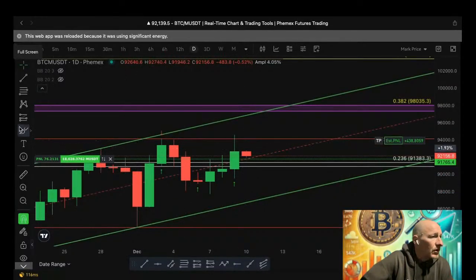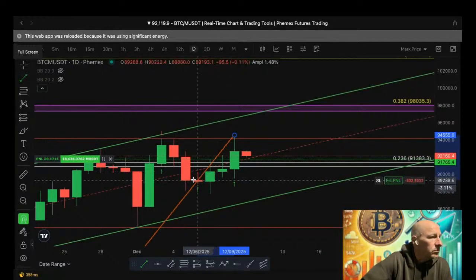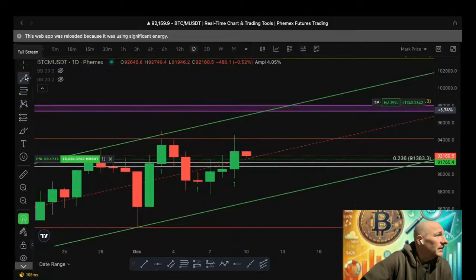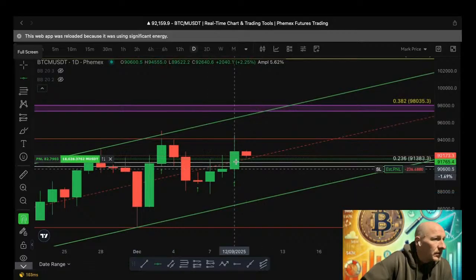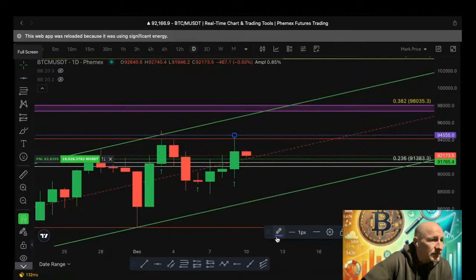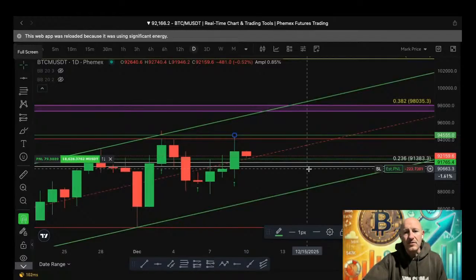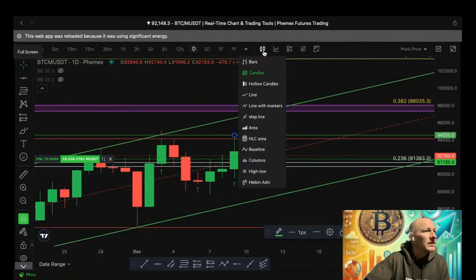So let's mark out the high for the day. Whoop, that's not what I want. Okay, we need a horizontal line. There we go. So we go horizontal line, and daily is green for me. Choose whatever colors you like. You can also change the colors of the candles if you want.